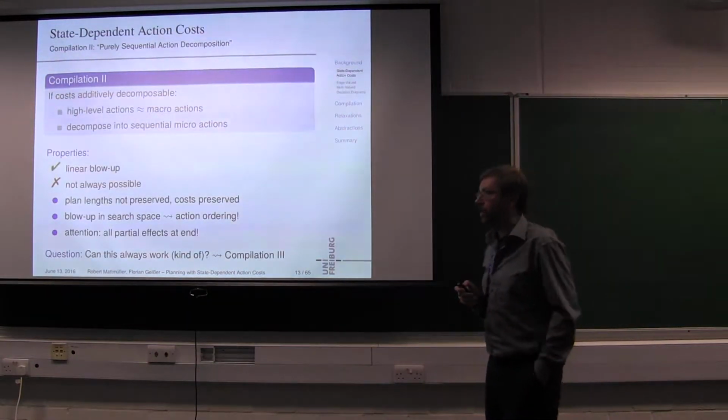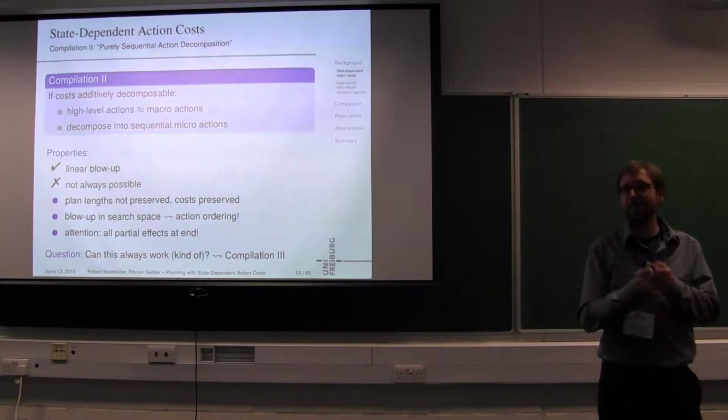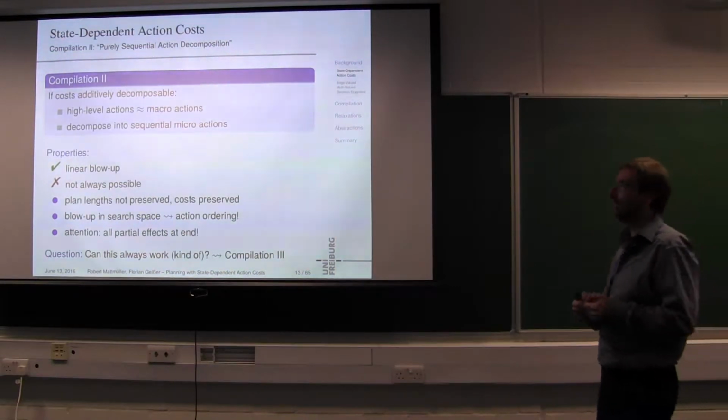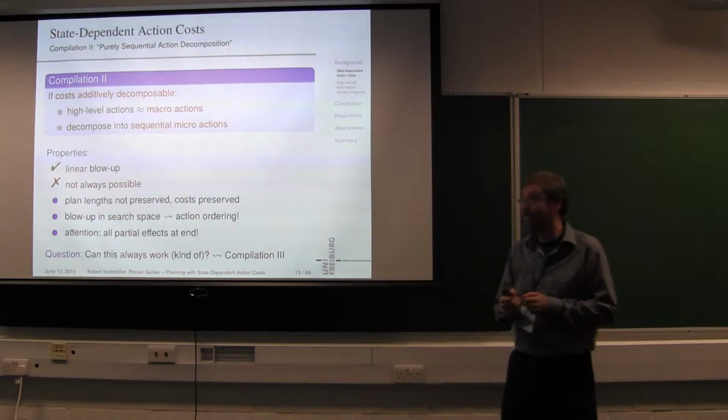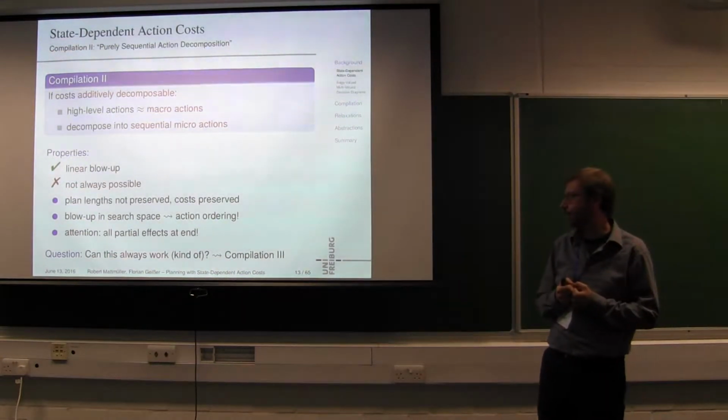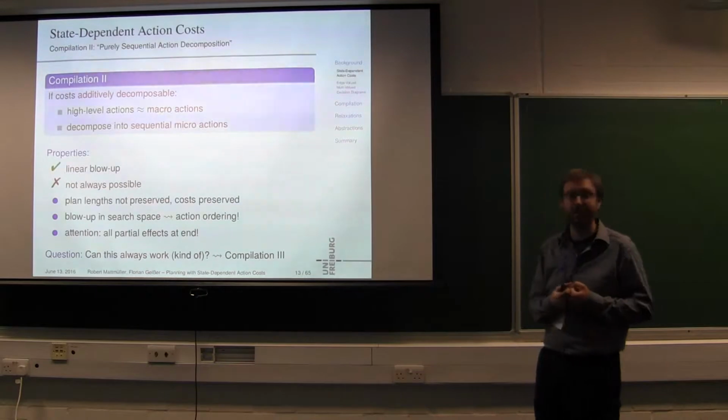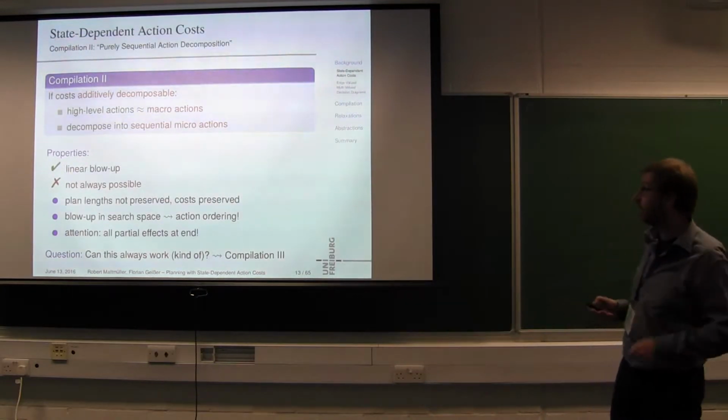Okay, so now we have one compilation that always works but is exponential, and we have another compilation that doesn't always work but that is linear. Can we somehow combine those? Can we get the best of both worlds? And we make it always work, kind of. And well, that's what compilation 3 is about.